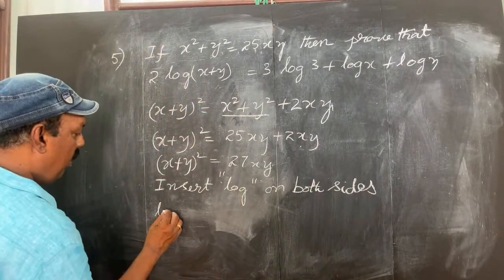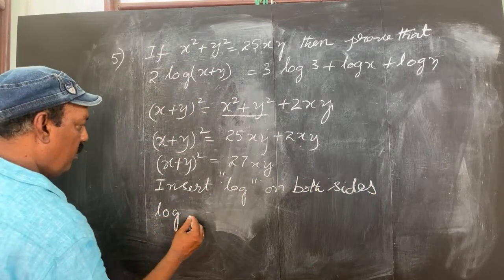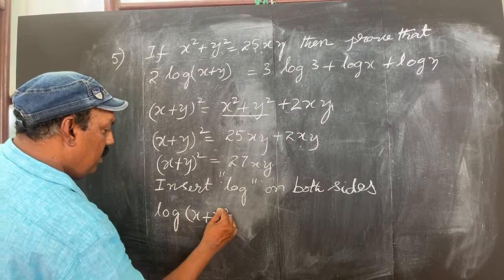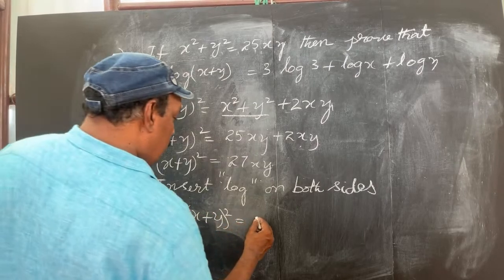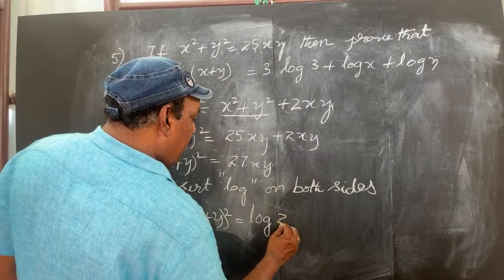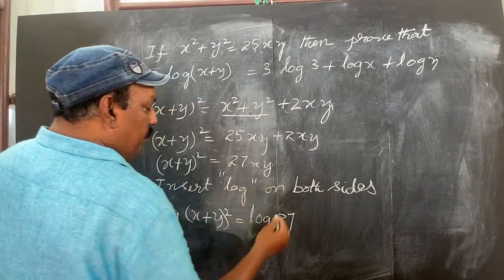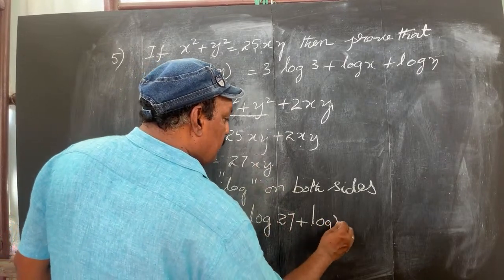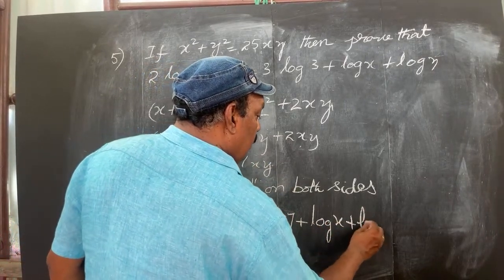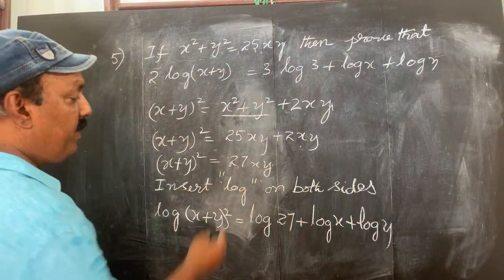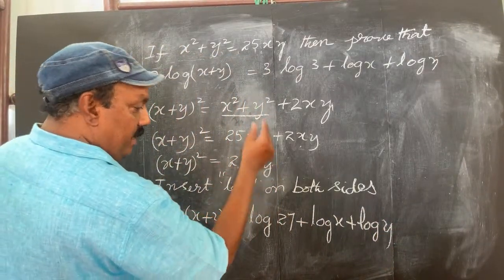That means log (x plus y) whole square is equal to log 27xy. This is the multiplication point of view. It will become log 27 plus log x plus log y. I keep separate logs for 27, x and y.